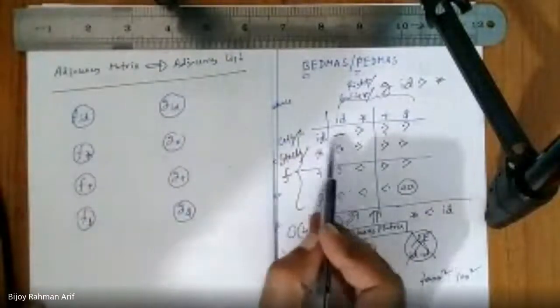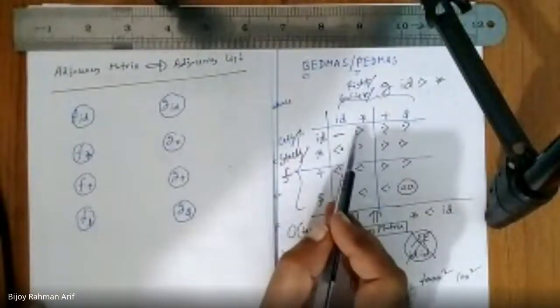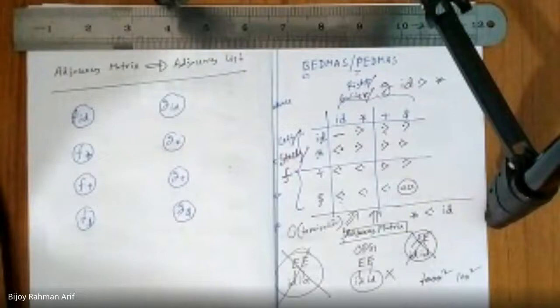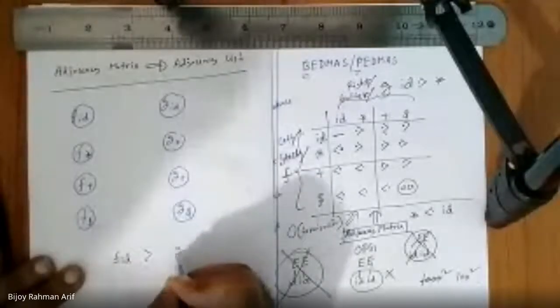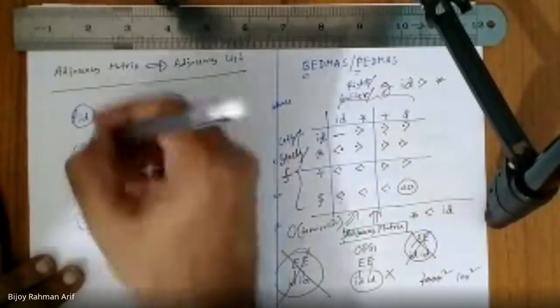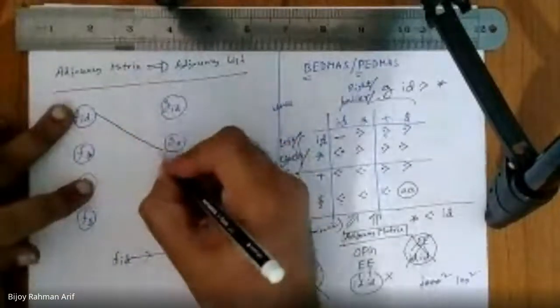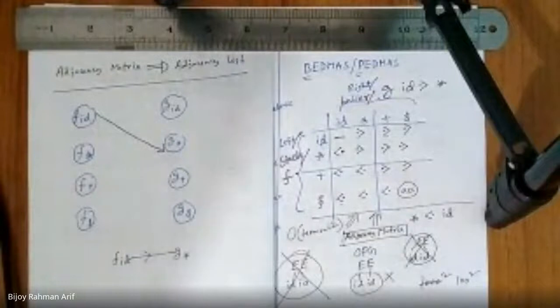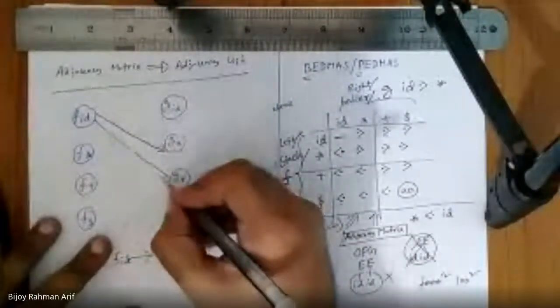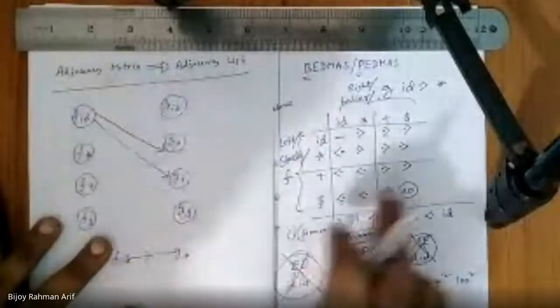F ID and G ID, there is no relation. F ID and G star, there is a relation. What is the relation? Which one is bigger? ID is bigger. So if F ID is greater than G star, we can say this is nothing but this kind of relation. So we are going to put this. Did you get it? F ID and G plus, it is also like this. Then F ID and G dollar, it is also like this.